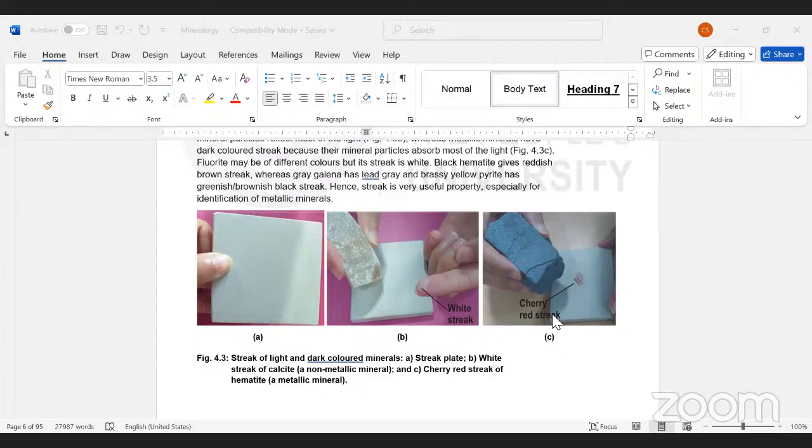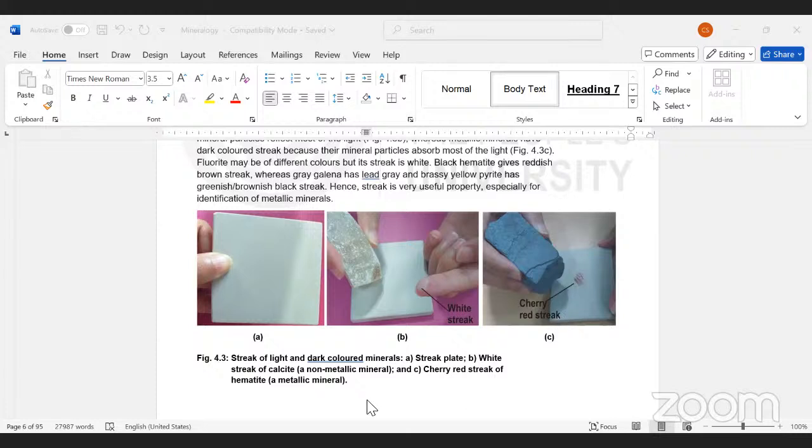Okay. So here you see the cherry red streak we will get. This is from hematite. Hematite is an iron ore mineral. You hold in your hand the iron ore mineral hematite. Now you can scratch it on this streak plate, which is white. So it is giving the cherry red streak color.